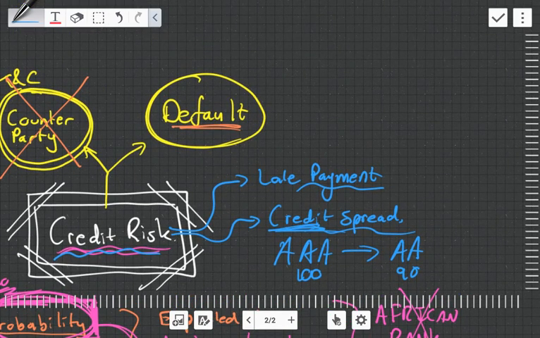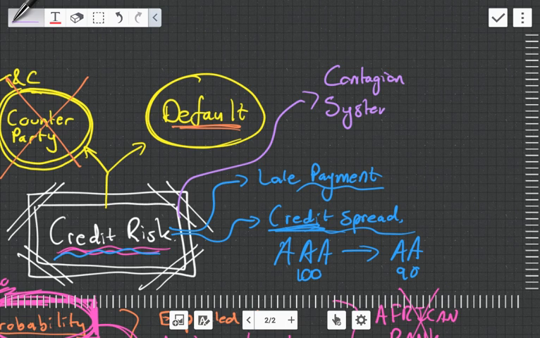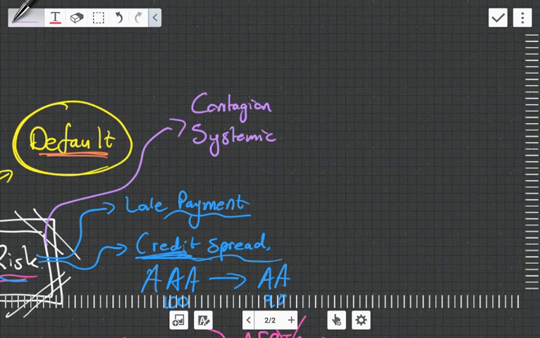Another type of risk that is sometimes classified as credit risk, but other people classify as something different, is something known as contagion or systemic risk. Okay, contagion or systemic risk. And this is one of the scariest risks. This is also one of the things that cause chaos in a world recession.